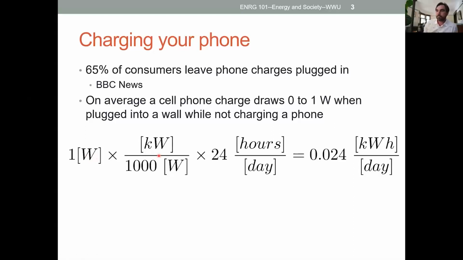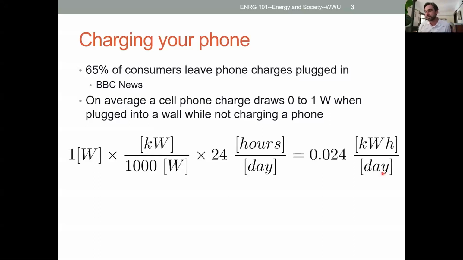So 1 watt, let's convert it to kilowatts. So 1 kilowatt equals 1,000 watts. Remember, we're trying to cancel the unit we're getting rid of and find an equivalency with the unit we want. We want kilowatts, so we find an equivalency. 1,000 watts equals a kilowatt. Cancel the watts, and now we have 0.001 kilowatts. And then we multiply that power by time. And in this case, it's 24 hours a day because we leave this cell phone charger plugged in all day long. And so it consumes 0.024 kilowatt hours per day.